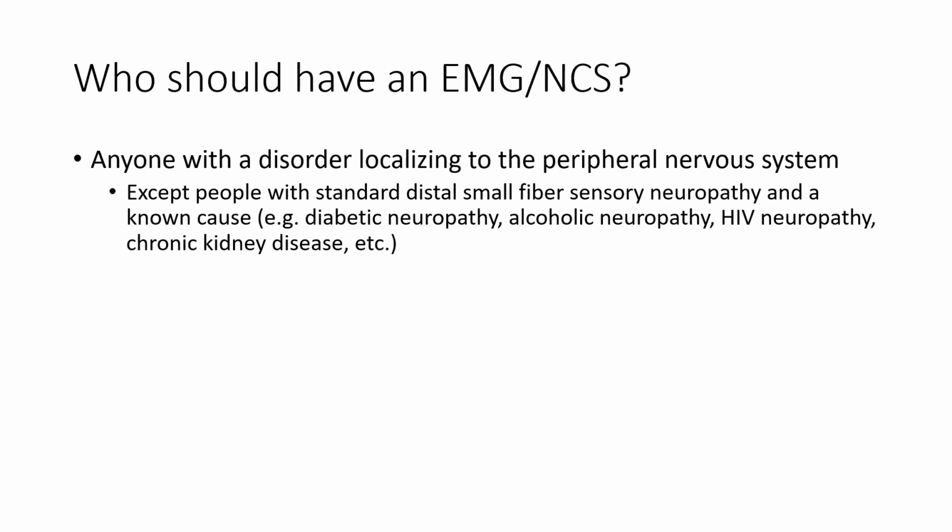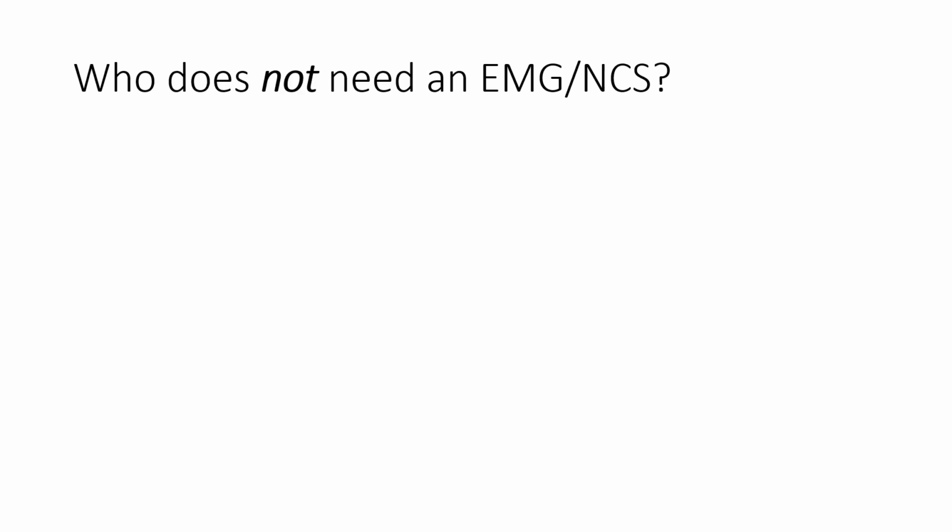So who should have an EMG? Anyone with a disorder localizing to the peripheral nervous system, with the exception that people with a standard distal small fiber sensory neuropathy should not have this. So these are generally going to be people that have a known cause, such as a diabetic neuropathy, an alcoholic neuropathy, HIV-associated neuropathy, someone with chronic kidney disease, something like that. And again, the reason for this is that the nerve conduction studies are assessing large nerves. They're not assessing the small fiber nerves that are affected in your standard peripheral neuropathy.